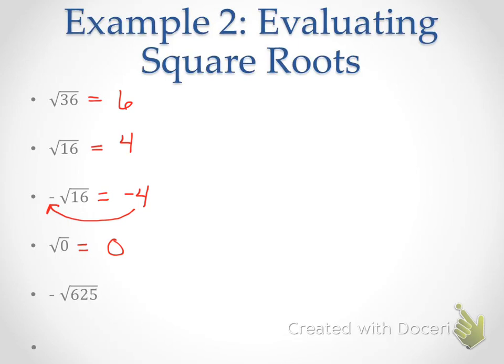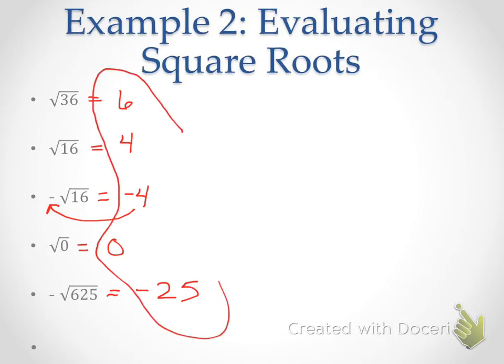So I'm going to go ahead and pause it and help whoever needs help figuring out what the square root of 625 is. The square root of 625 is what? Negative 25. It's going to be negative 25. All right, now remember, I'm taking the square root of these numbers, which means if I square any one of these numbers, I should end up with the number that's underneath the radical.